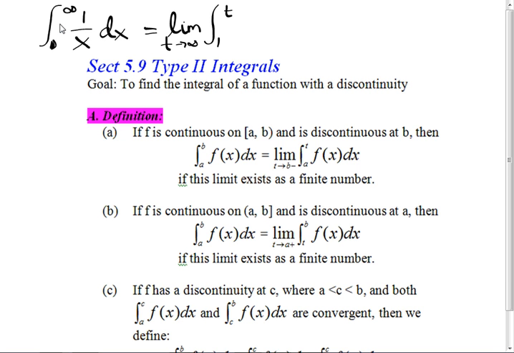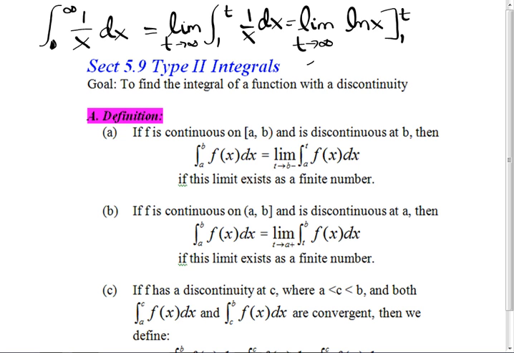And then this would be 1 over x dx. So that would be the limit as t goes to infinity. What's the antiderivative of 1 over x? ln of x, from 1 to t. Now, these are like series, the infinite series. This relates to chapter 8. That's this type. It's a type 1.